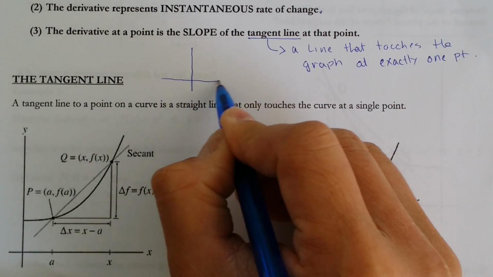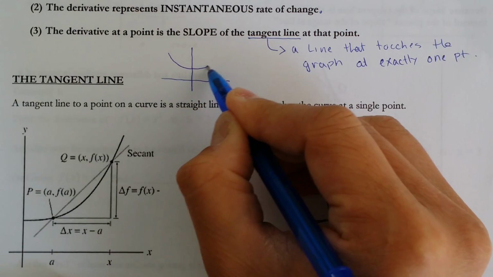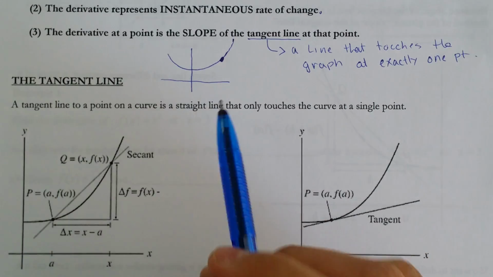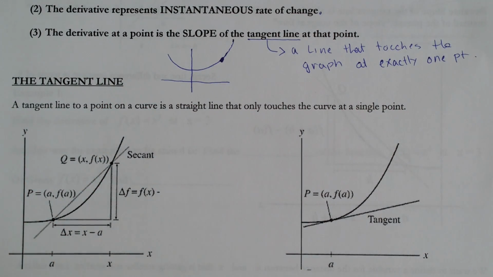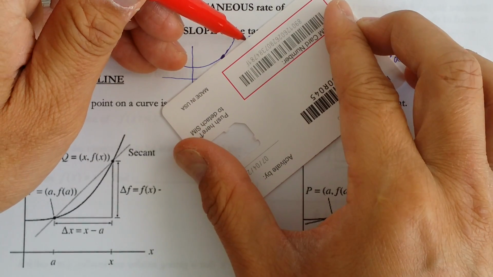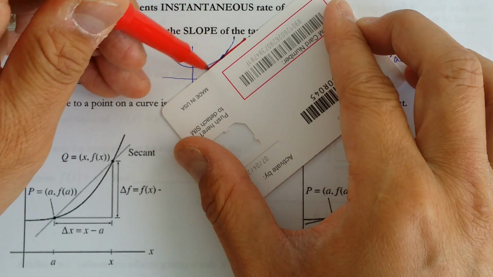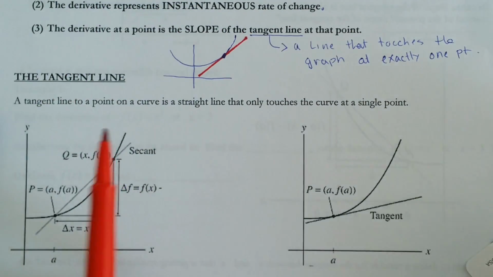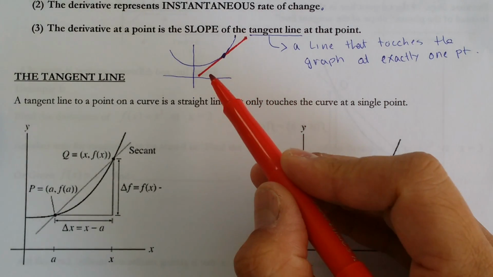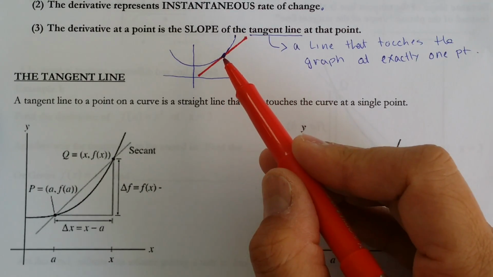Before I continue on, I'll draw you guys a quick example here. Let's say if this was your curve, right? And let's say if I want to find the tangent line at that point right there, then basically what I'm looking for here is the slope. Okay, I'm not looking for this line. I'm looking for what would be the slope of the line that touches the graph at a point.